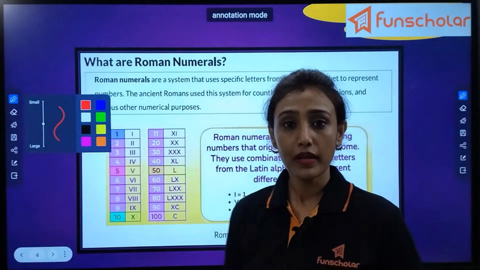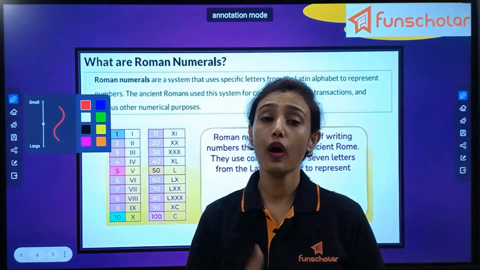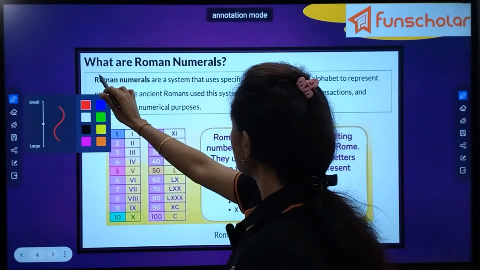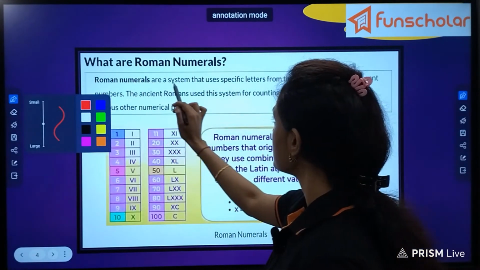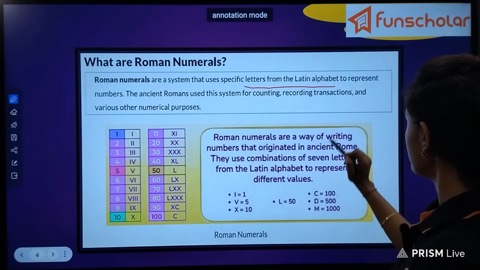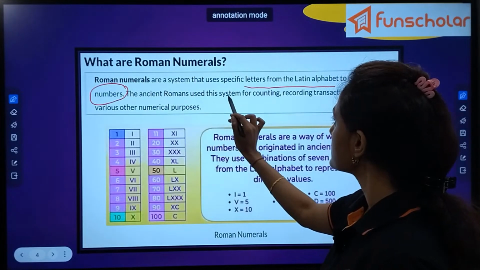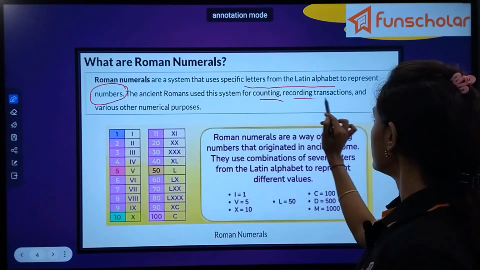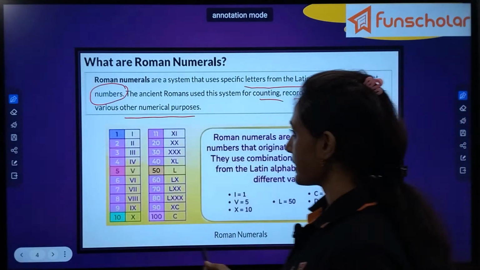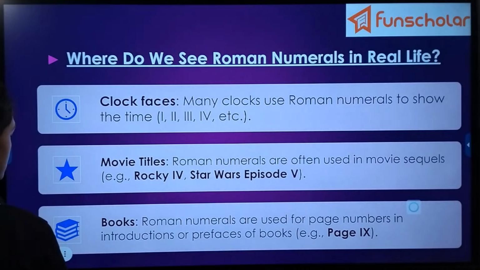So to learn Roman numerals, firstly you have to remember which alphabet represents what number. Okay, so I am writing it for you. See, what are Roman numerals? Roman numerals are a system that uses specific letters from the Latin alphabet to represent what? Numbers. The ancient Romans used this system for counting, recording transactions and various other numerical processes. Okay, so now you will remember the basic numbers.